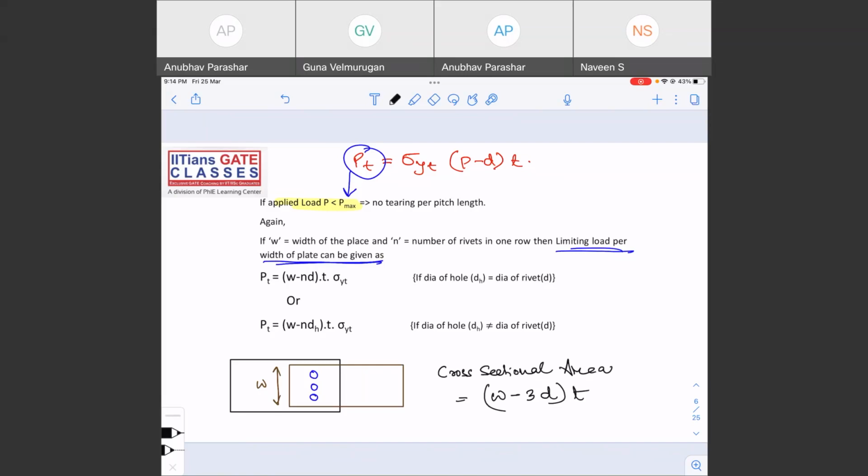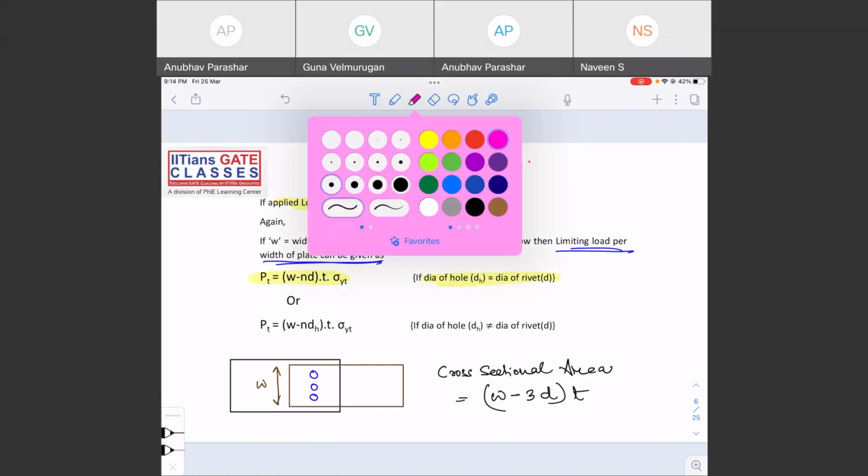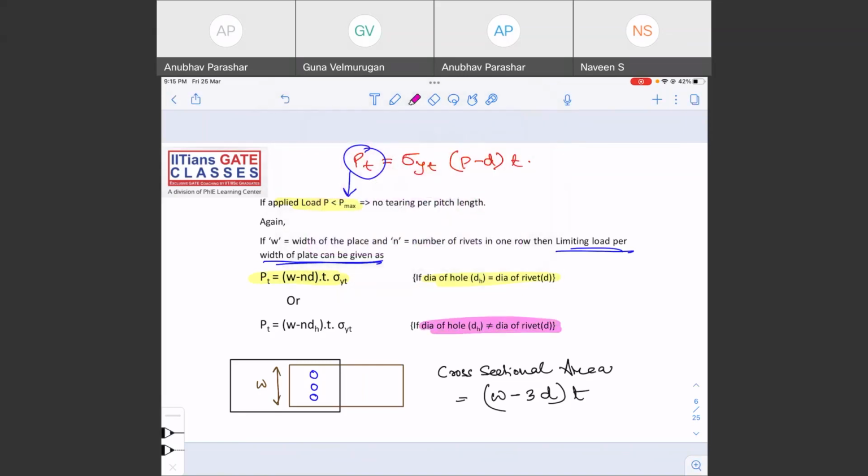Is it necessary that only 3 rivets will be there? No. There can be n number of rivets. So I am rewriting the cross-sectional area as W minus n into D into T, where n is the number of rivets per width and D is the diameter of the rivet. This is applicable when dia of hole and dia of rivet are the same. Similarly, if the dia of hole is not equal to dia of rivet, we use dia of hole in the formula. So this is tearing failure of the plate, and you can write it in two ways.